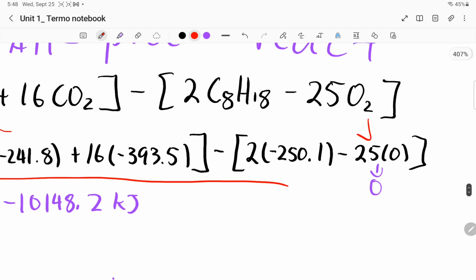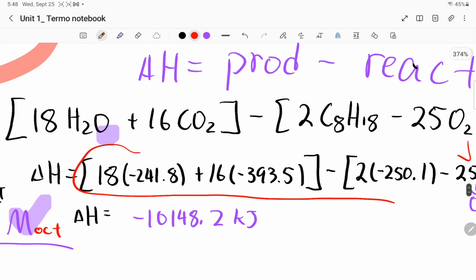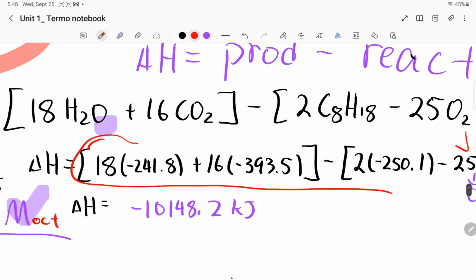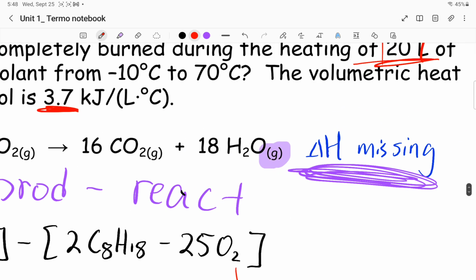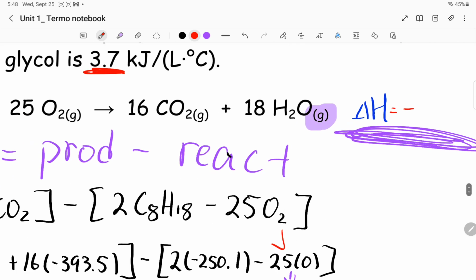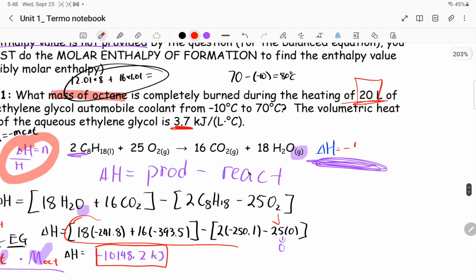Once you find that, you have your delta H. Overall, it's going to be negative 10,148.2 kilojoules. That means our delta H here is negative 10,148.2 kilojoules. We're not going to worry about sig digs until the very, very end, and try not to round your numbers.